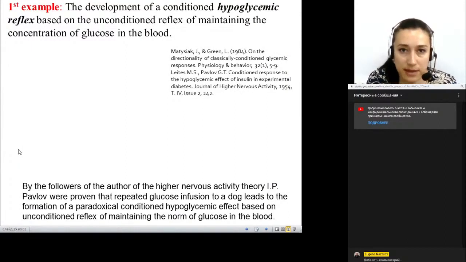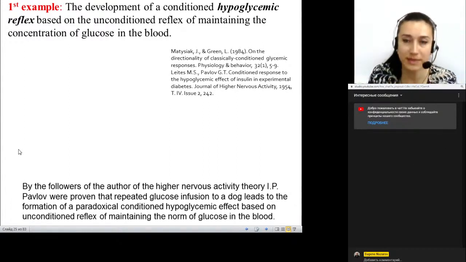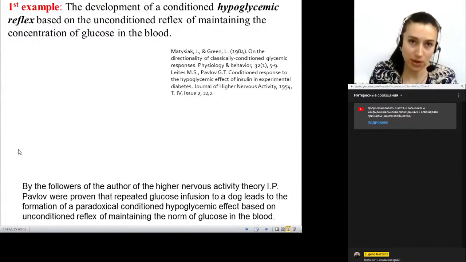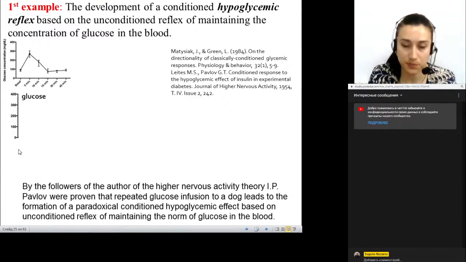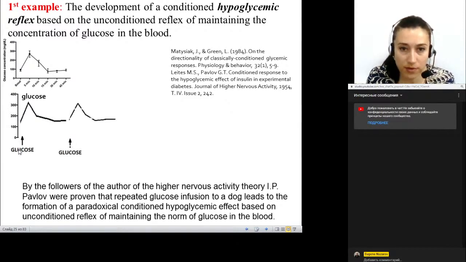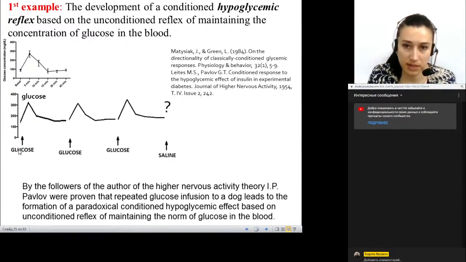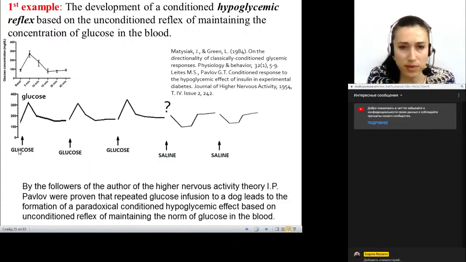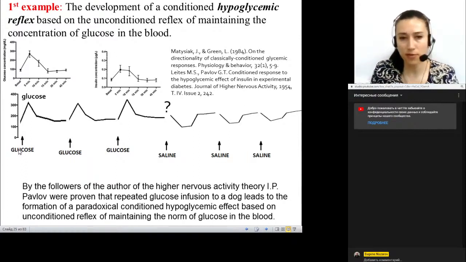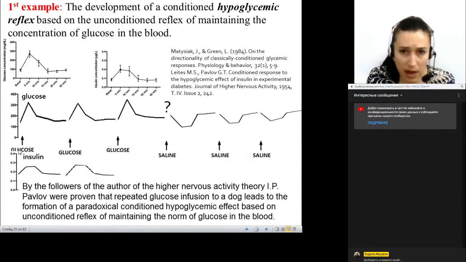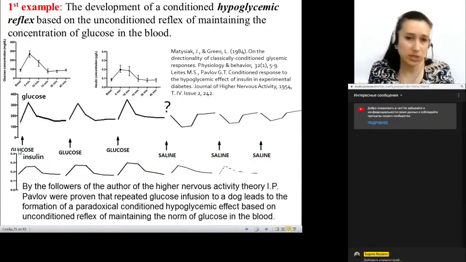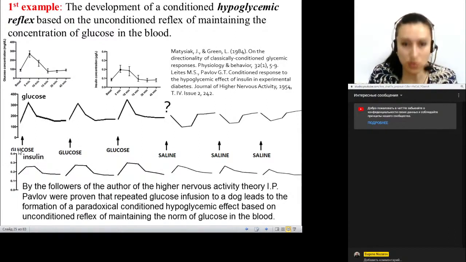So, first example: the development of the conditional hypoglycemic reflex based on the unconditional reflex of maintaining the concentration of glucose in the blood. The followers of Pavlov, the author of the higher nervous activity theory, proved that repeated glucose infusion to a dog leads to the formation of a paradoxical hypoglycemic effect based on the unconditional reflex of maintaining the norm of glucose in the blood.